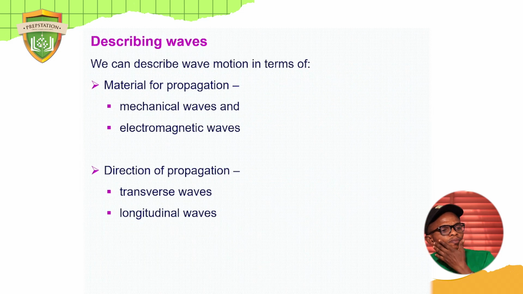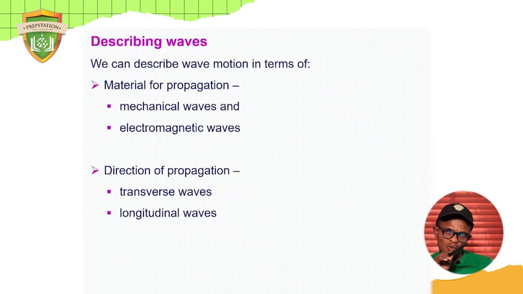Let's move forward. Now, we can describe wave motion in terms of number 1, material for propagation, and number 2, direction of propagation. So I'll be describing waves in two ways: one, when we consider the material for propagation, and two, when we consider the direction of propagation. Now, what does this mean? Let's start with the first one. Now, under material for propagation, I will be talking about two items, and that is number 1, mechanical waves, and electromagnetic waves.